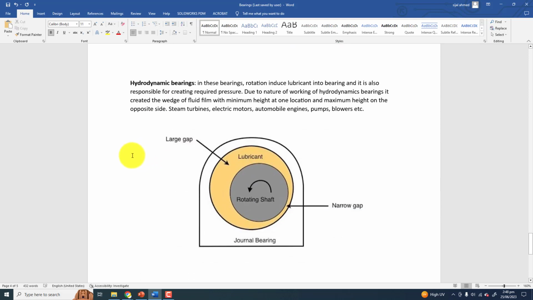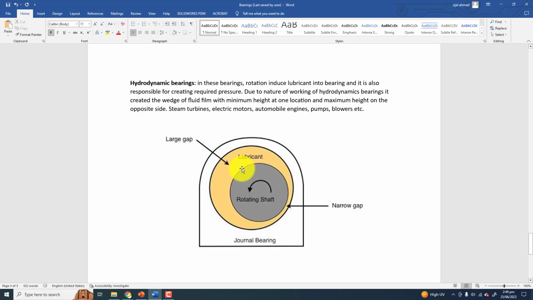Second type is the hydrodynamic bearing. These are the most important bearings you will see in many applications. In these bearings, rotation induces lubricant into the bearing. What is happening here is that because of rotation, it sucks the working fluid or the lubricant into the bearing from some oil reservoir. And because of the motion of the journal, the journal is the name used for the inner part which is connected to the shaft, and the bearing is the outer part or the sleeve which is stationary.